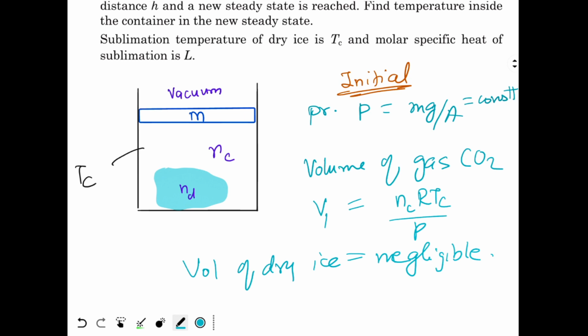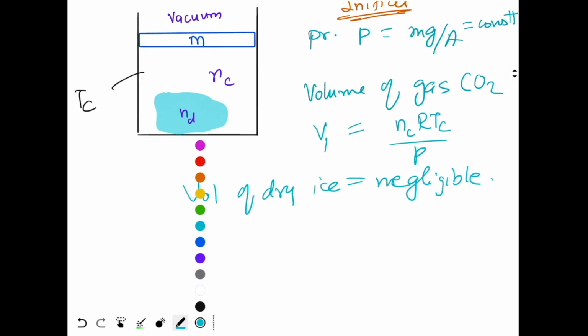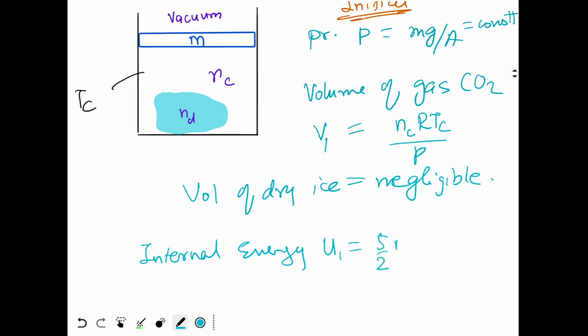Okay, now what is the initial internal energy? Internal energy U1 will be what? Degree of freedom for CO2 is 5. So for the gaseous CO2 I have 5 by 2 NC R Tc, and for the dry ice I have 5 by 2 ND R Tc. This is the initial internal energy of the system.